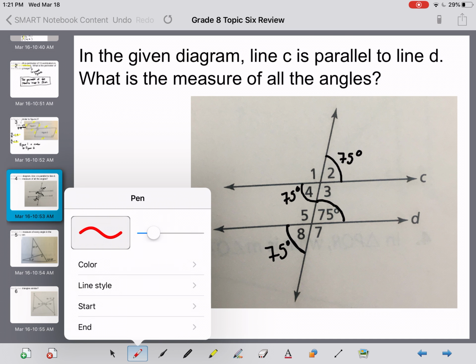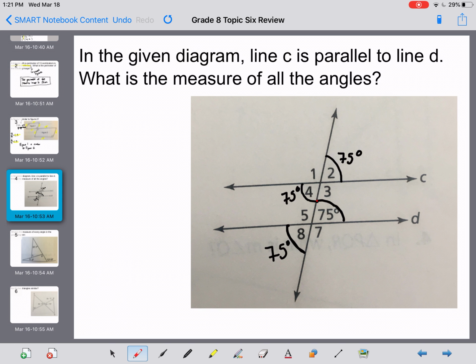Now I have to determine the angle measure for angle 7. I see that I have a straight line here. A straight line is always 180 degrees. So since this angle is 75, if I do 180 minus that 75, I get 105. So that means that angle 7 would be 105 degrees. Angle 7 and angle 5 are vertical, so angle 5 would also be 105 degrees.